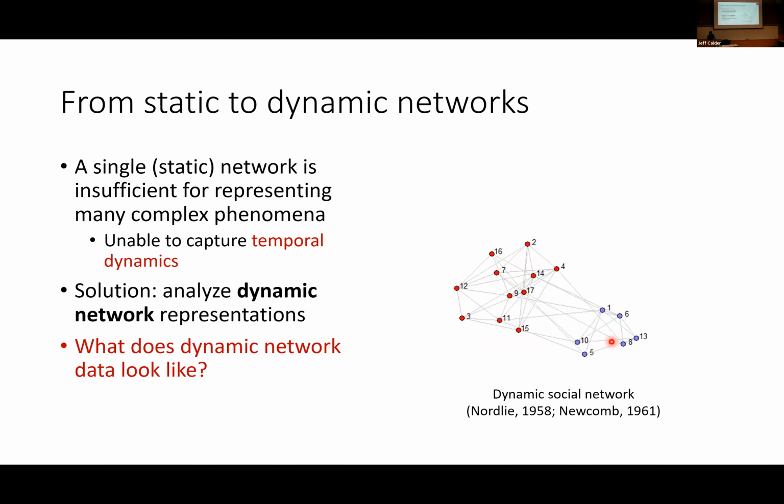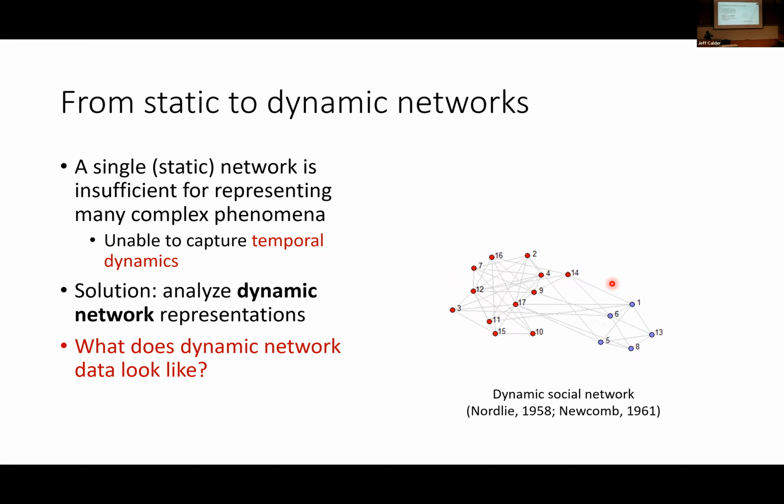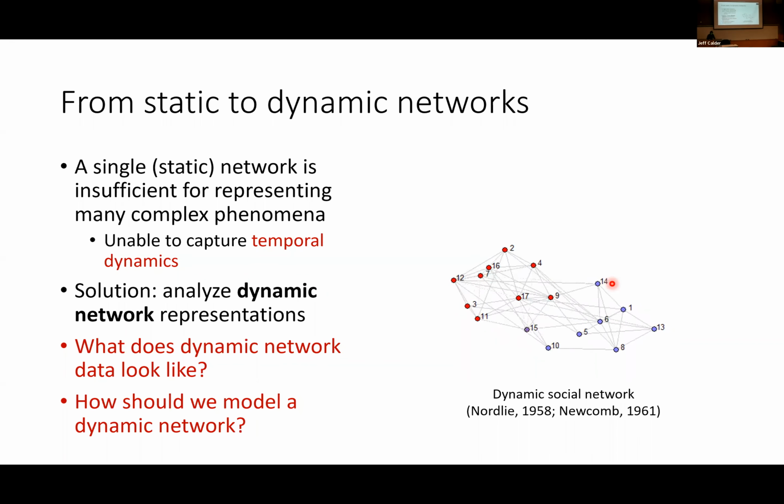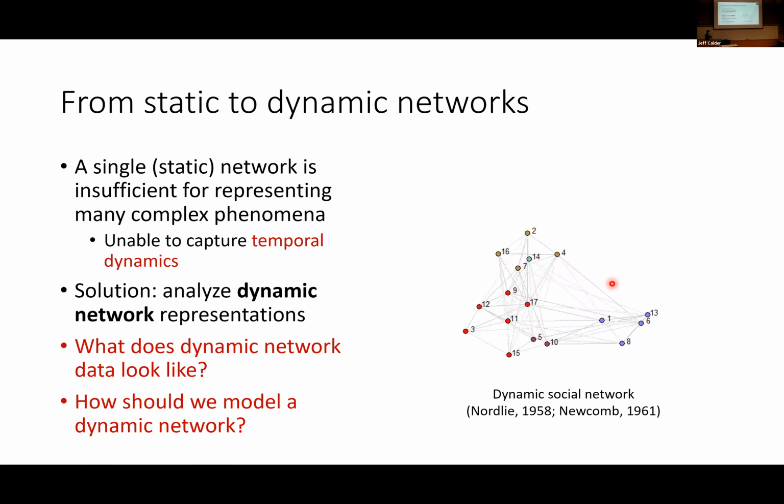This is what I showed on my title slide here, this dynamic social network of 17 people changing week by week. So this is an example of what a dynamic network looks like. And then secondly, how should we model a dynamic network, right? I showed you these latent variable models like the stochastic block model for modeling one network, but now we also have this time component. These things are changing over time. So how do we model that time component?